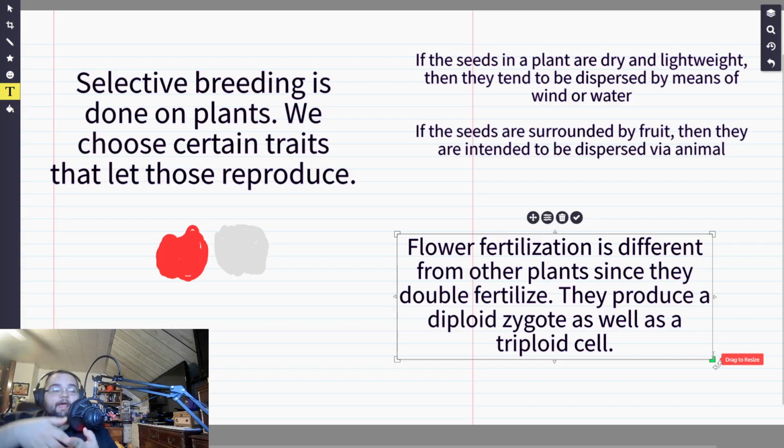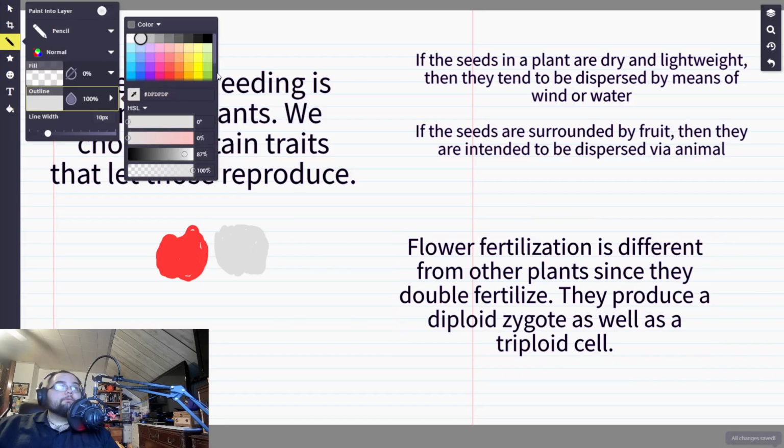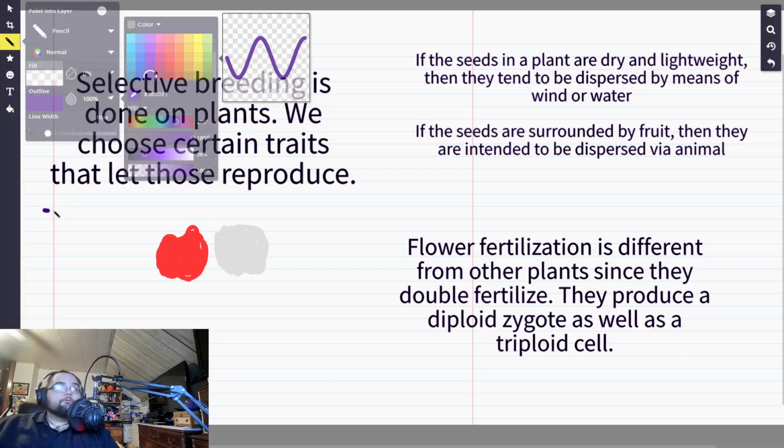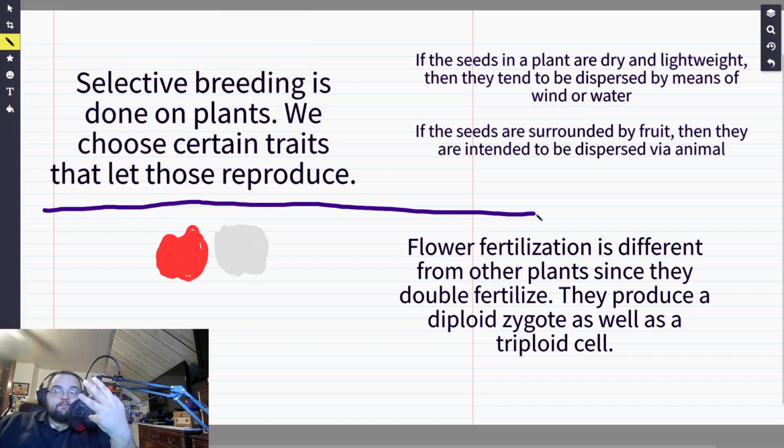If you remember, haploid means 1 set of chromosomes, diploid means 2 sets of chromosomes. Bada bing, bada boom, you guessed it. Triploid means they've produced 3 sets of chromosomes.